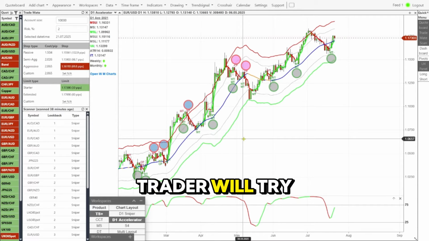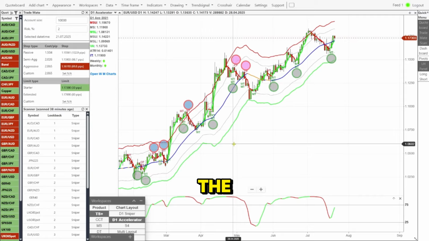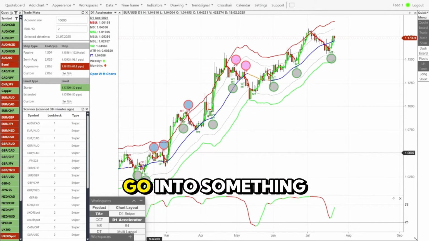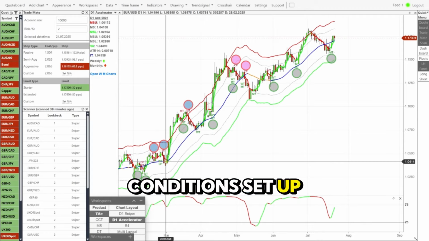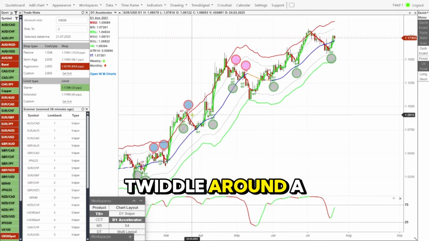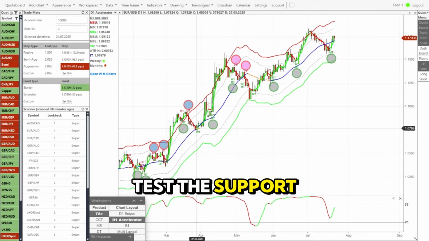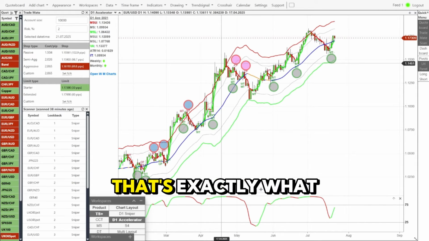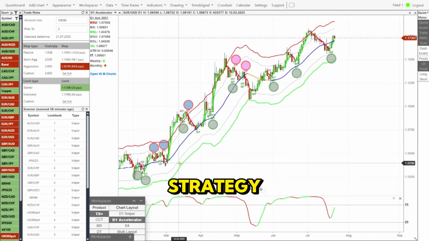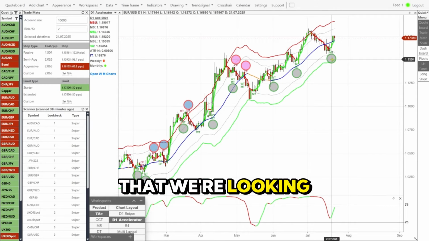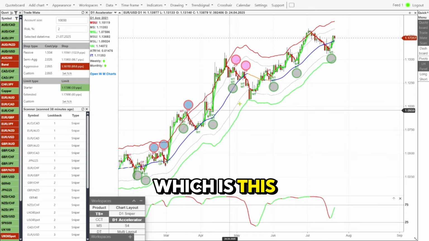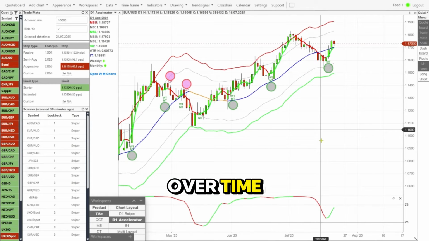What the sensible trader will try to do, when the conditions are right to be able to detect it, is jump in for the impulse, pull your market out, go into something else that's more interesting, let it kind of twiddle around. Then when the conditions set up again, we jump in, we let it twiddle around a bit, find its support, come back, test the support and resistance, and then shoot off again. That's exactly what we're looking to do with the accelerator strategy. That is what these grey snipers are telling us, that we're looking to get into the continuation of the trend, which is this long-term buy over time.